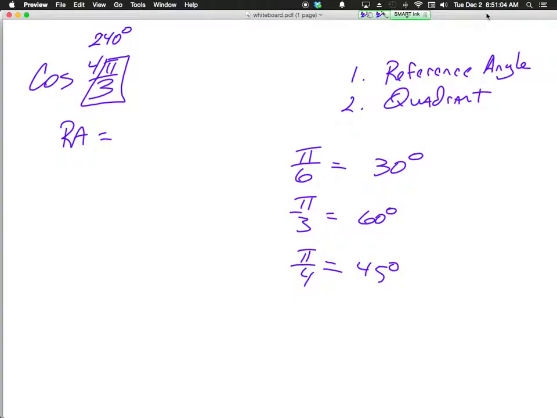How far away is it from 180? 60. Now, here's another way we found it. What did we say pi over 3 was? We said it was 60. Whatever this is going to be your reference angle. So that's even less thinking. That's nifty.